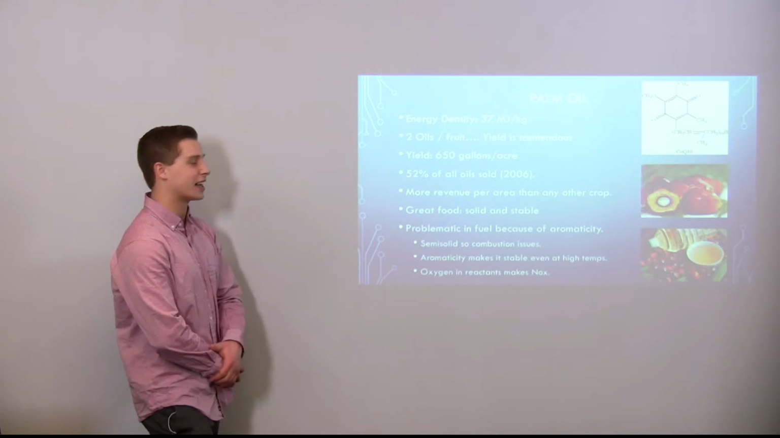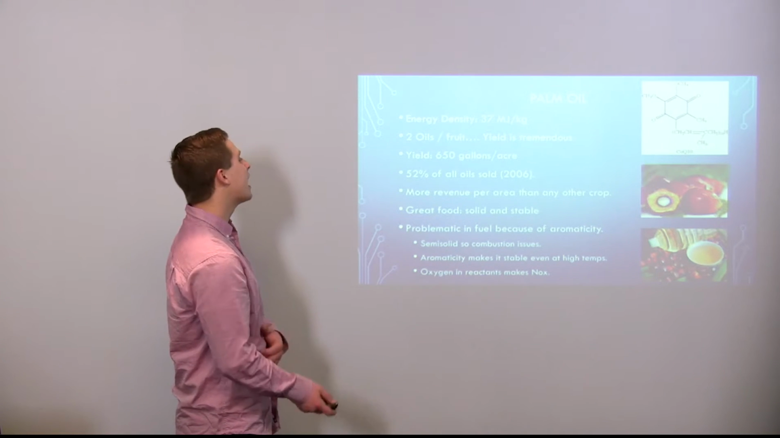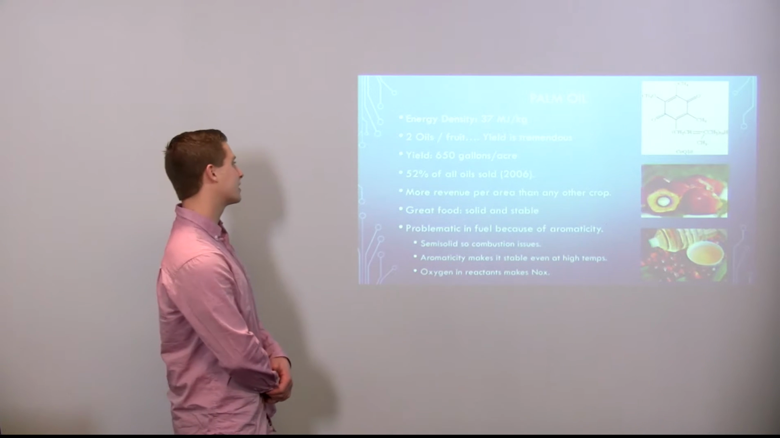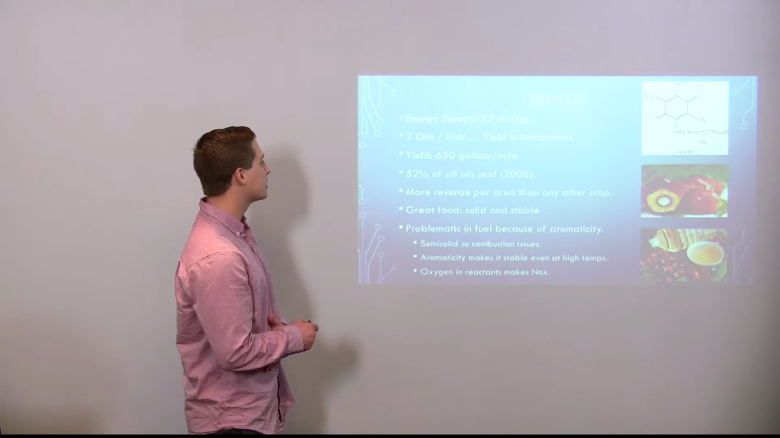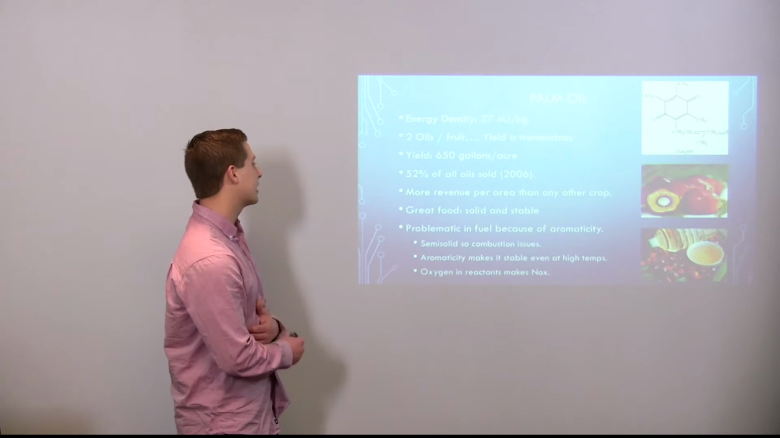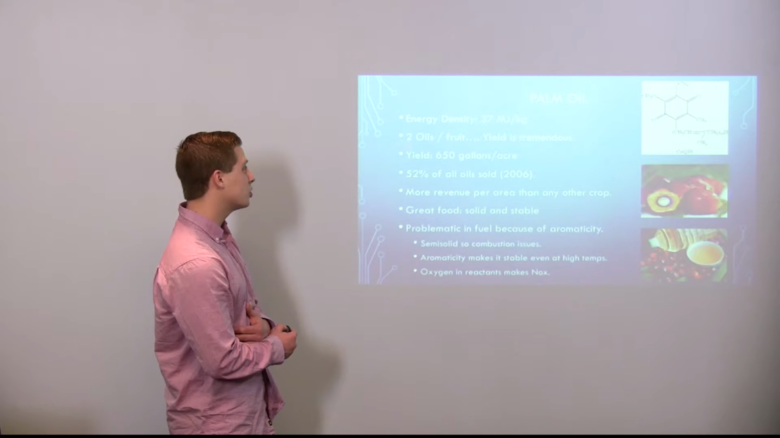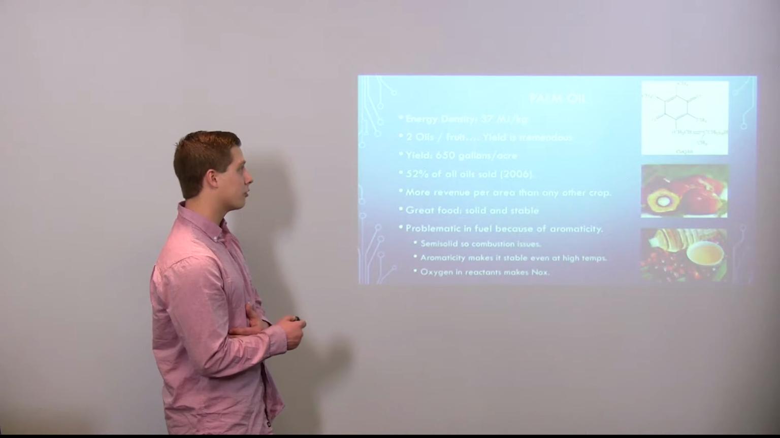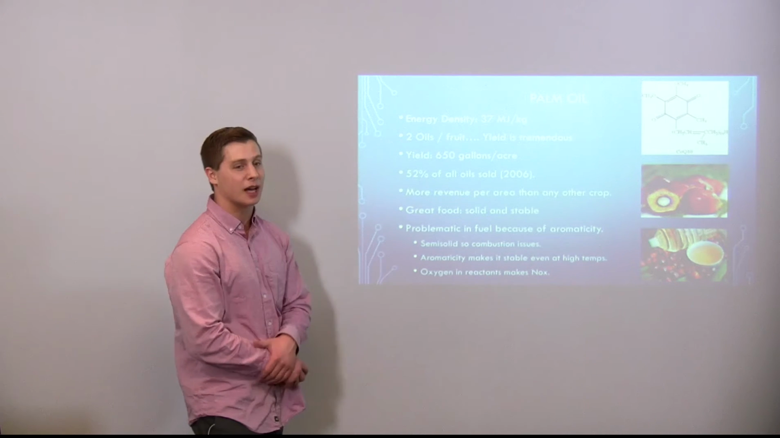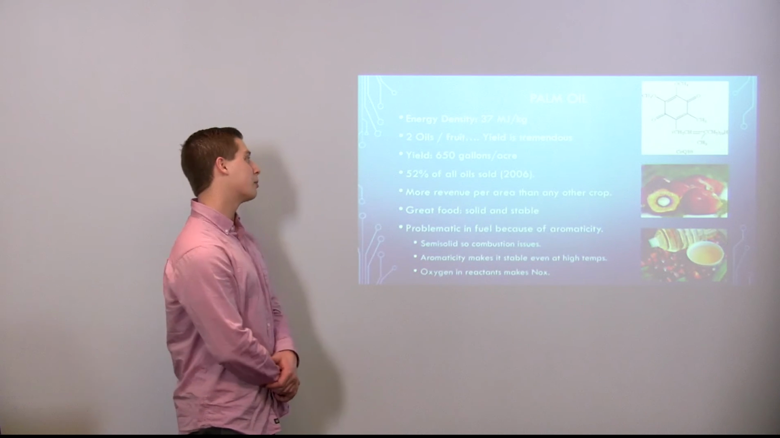Palm oil, last unsaturated oil we're going to look at today. Energy density 37, you'll notice that's right around the same as for the unsaturated oils. However, palm oil is by far the most dense in yield, 650 gallons per acre. Now that's because in one fruit of palm oil, you get 2 oils. So the density there doubles right away off the bat.